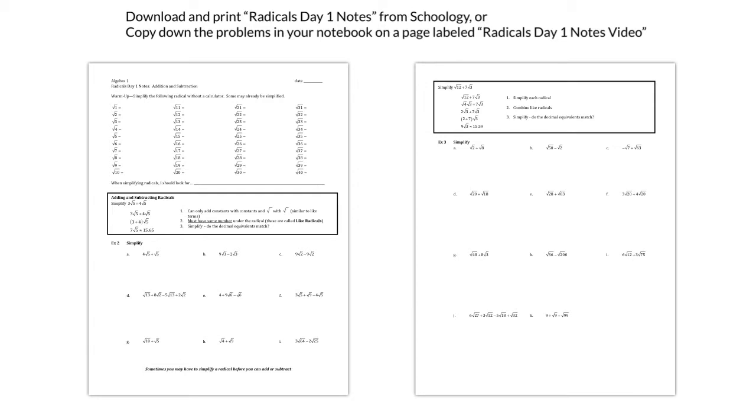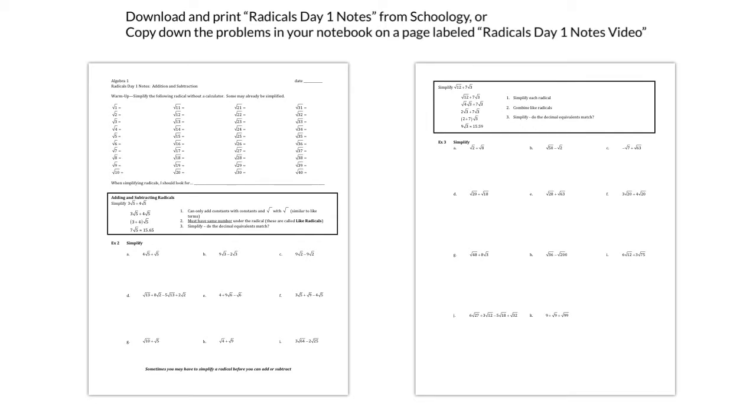Hopefully you've been able to download and print the Radicals Day 1 notes off of Schoology. If you don't have access to a printer, you can just copy down in your notebook and make sure you just write down the original problem. Make sure you label a page, Radicals Day 1 notes, all that good stuff.